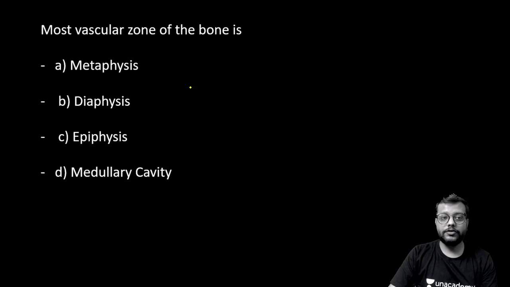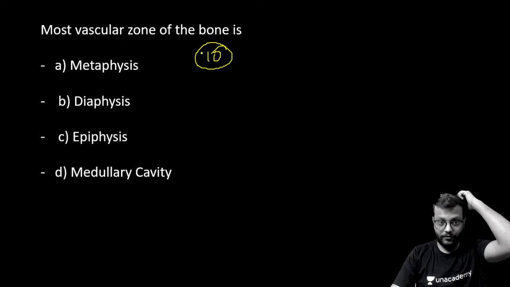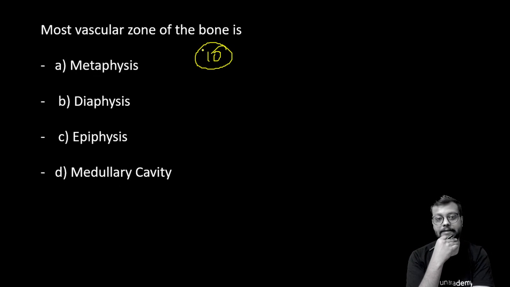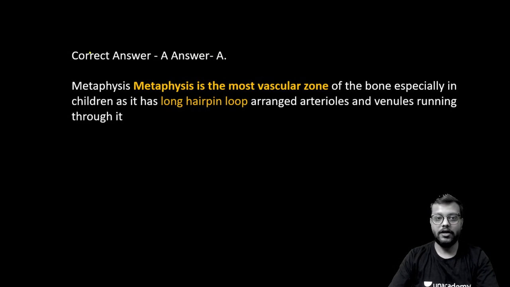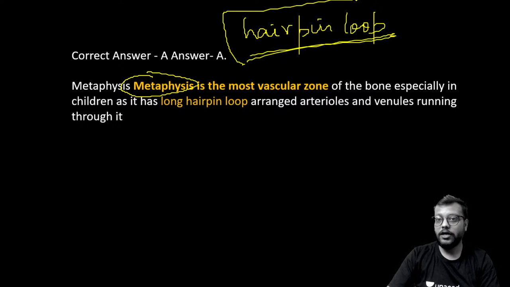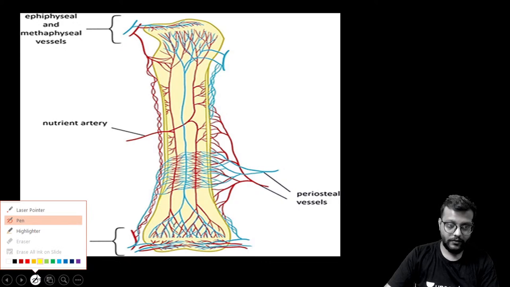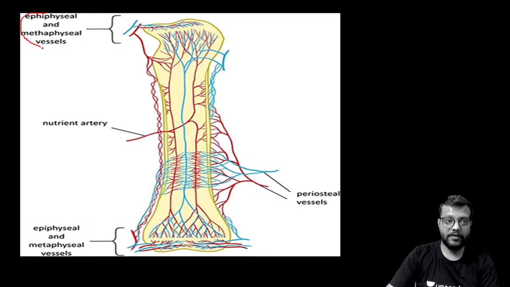Now, the next question is, the most vascular zone of the bone is, and here are your 10 seconds. Okay, so the most vascular zone of a bone is the metaphysis. Metaphysis is the most vascular zone of a long bone, and here you have hairpin loop like arterioles and venules. Okay, here you can see in the diagram, this is your epiphyseal and metaphyseal vessels, and in the metaphysis you will have these hairpin loop arterioles.